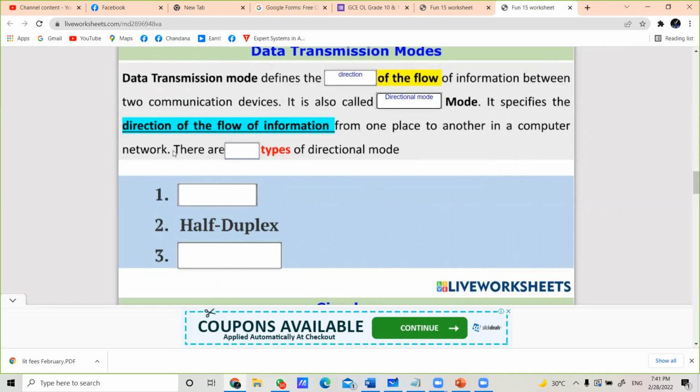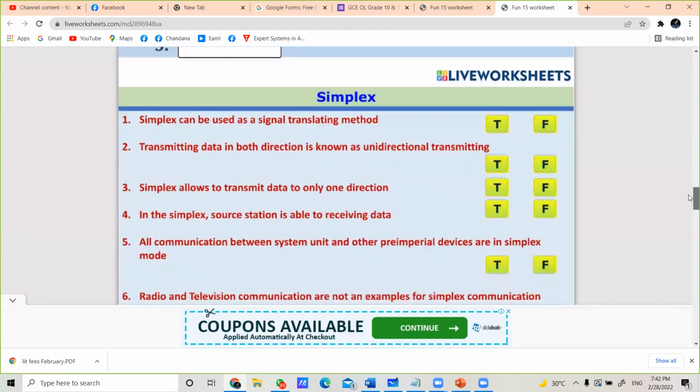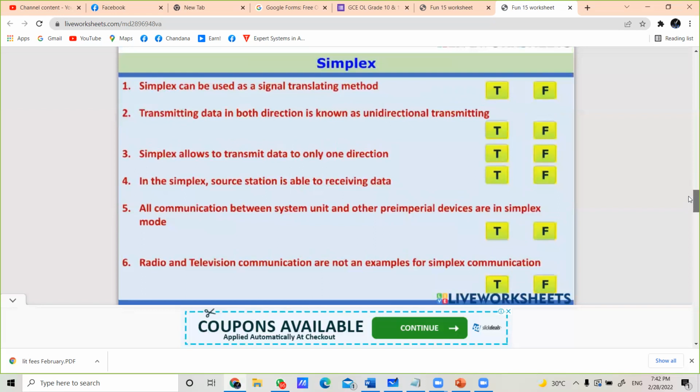Then here there are three types of directional mode. You want to name these three types here. The first one, simplex, half duplex, and full duplex, right? These are the answers for this one. Then we'll see the next activity, simplex mode here.